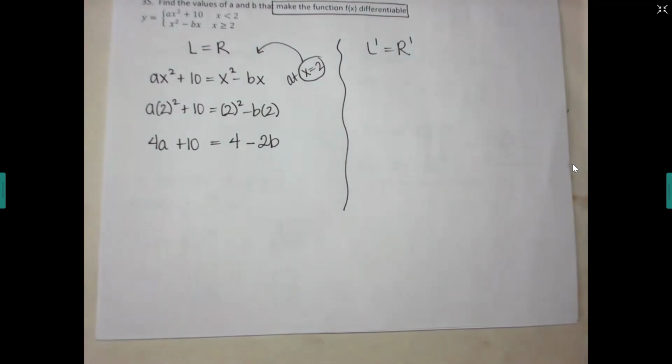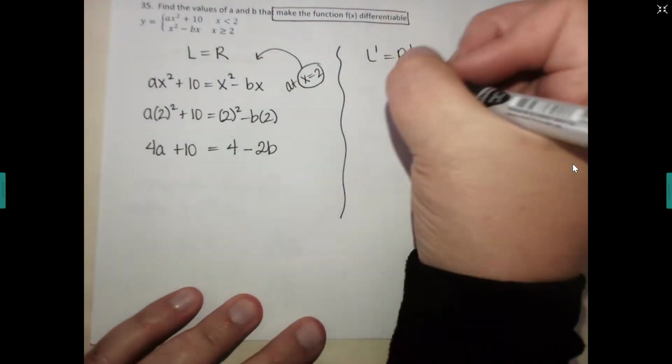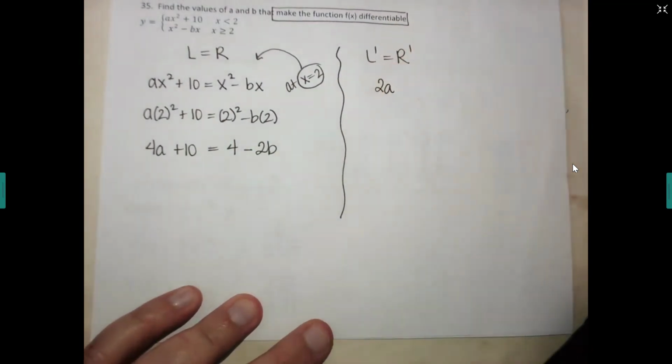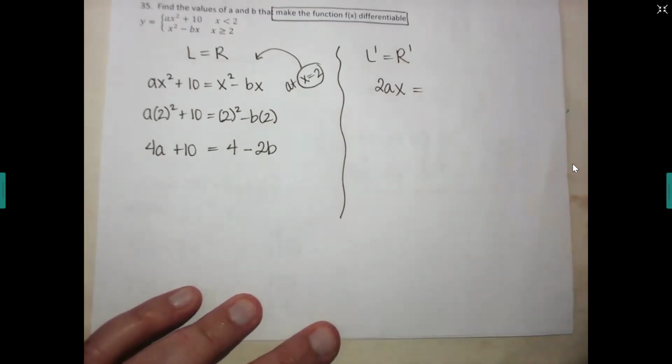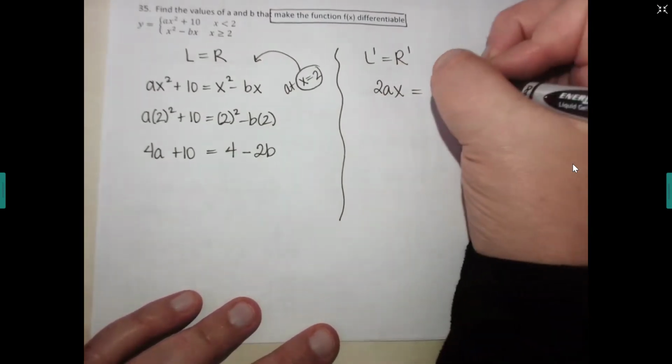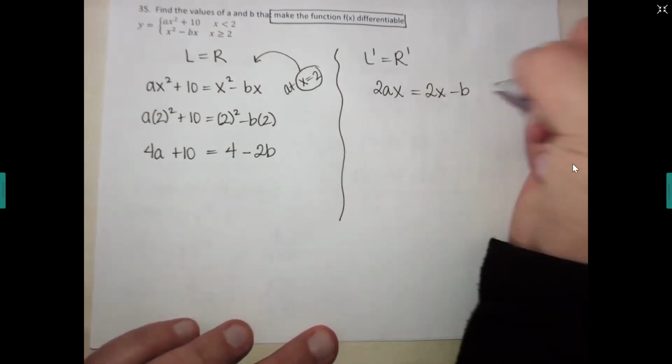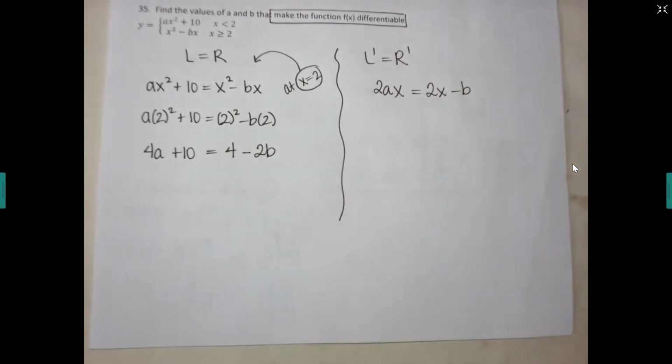Let's take the derivatives. What is the derivative of ax squared? Very good. 2 times a is 2a. x squared becomes a regular x. What happens to my 10? Disappears. Okay, equal to, what's the derivative of x squared on the bottom? 2x. Minus b. Very good, because remember, that's bx to the 1, so 1 times b is b, and then the x drops off.